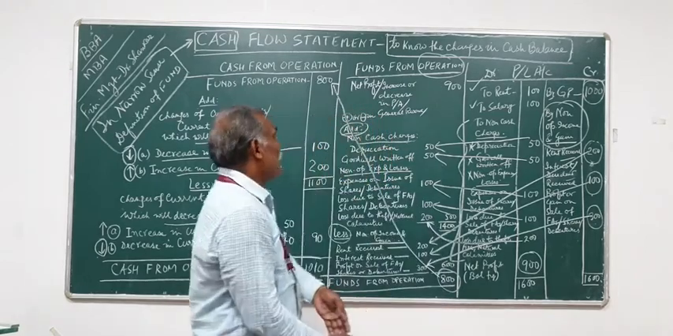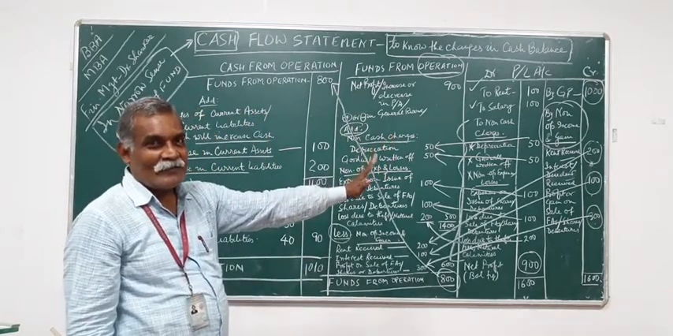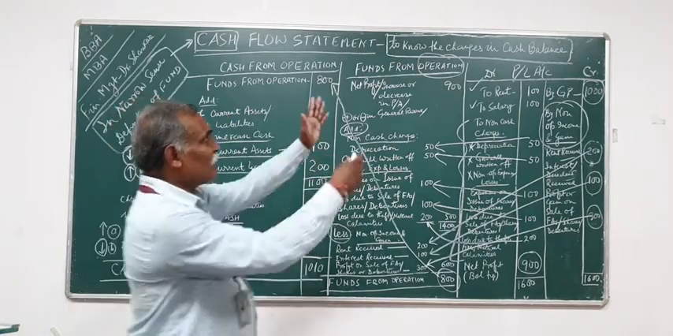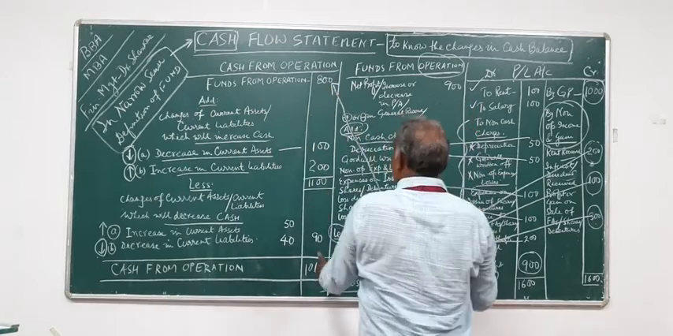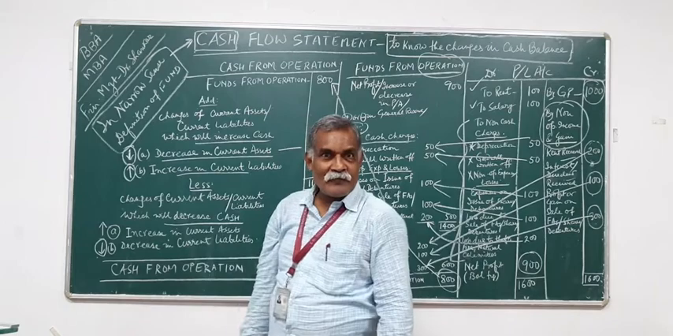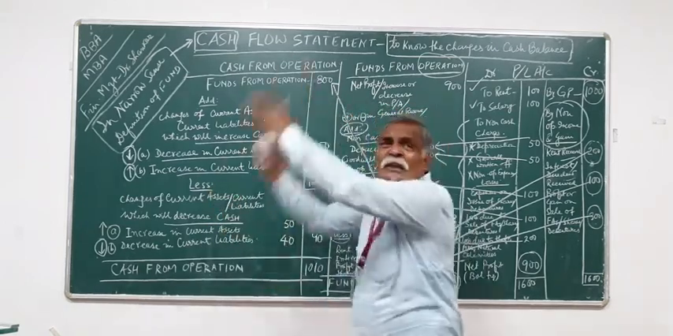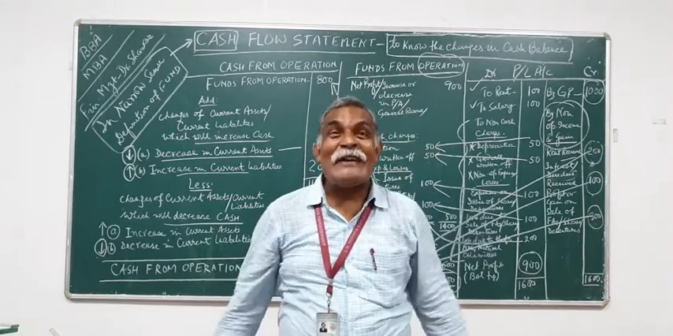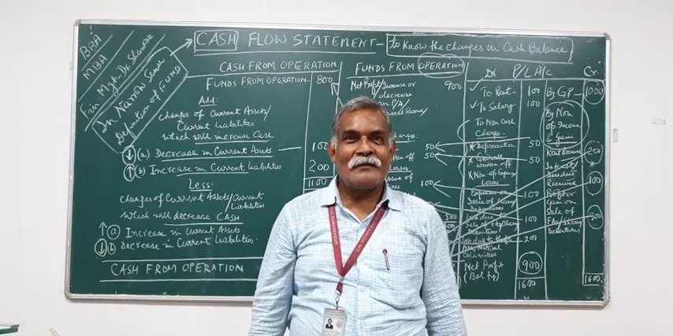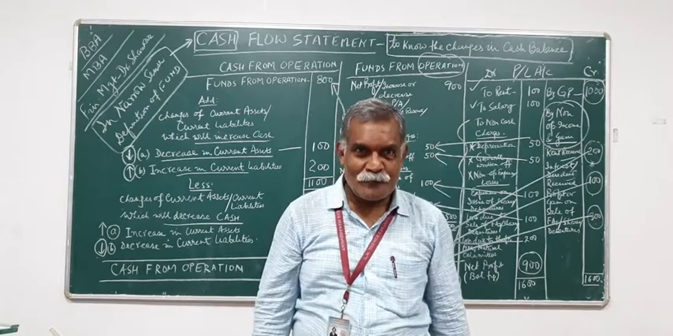I have prepared it separately so that it looks good. Here I have the P&L account, here I have prepared funds from operation, and here I have prepared cash from operation. You can incorporate everything in only the cash flow statement, no problem, but it looks more clumsy and does not look good. Maybe the organization's financial manager will be confused.